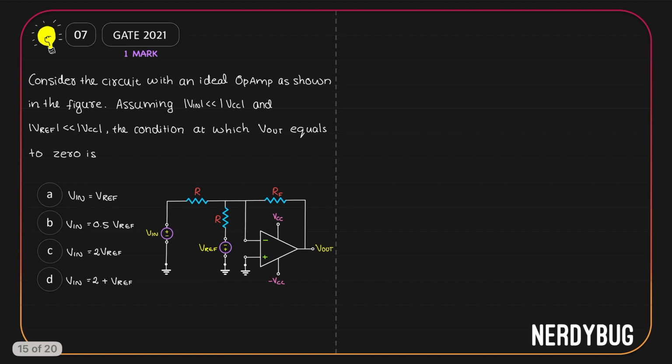Let us see the next problem. We have a circuit with an ideal OpAmp as shown in the figure. Magnitude of the input is very much less than the magnitude of VCC, and the magnitude of the reference voltage is also very much less than VCC. What we have to find out is the condition at which our output becomes 0.